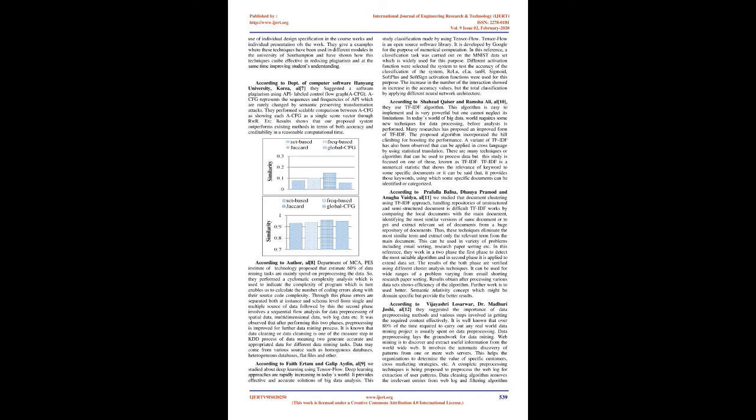According to the Department of Computer Software, Hanyang University, Korea, they suggested detecting software plagiarism using an API-labeled control flow graph, ACFG. ACFG represents the sequences and frequencies of APIs, which are rarely changed by semantic-preserving transformation attacks. They performed a scalable comparison between ACFGs by representing each ACFG as a single score vector through RWR. Results show that the proposed system outperforms existing methods in terms of both accuracy and credibility in a reasonable computational time.